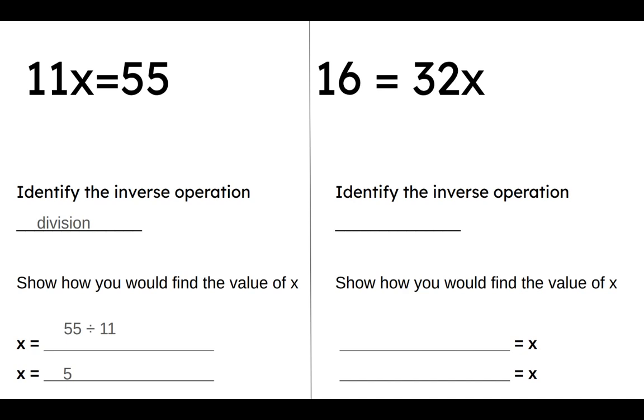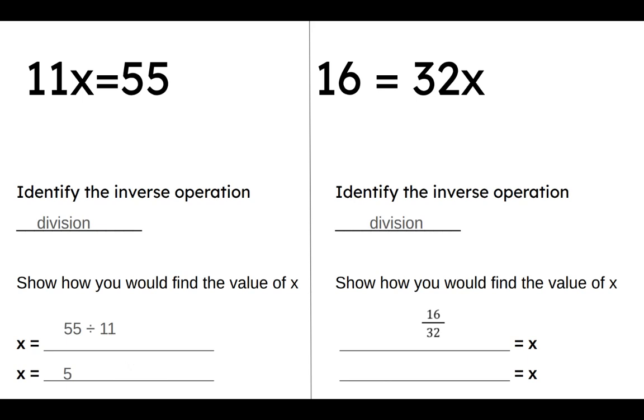If we look at 16 equals 32x, once again, that is my once upon a time. My inverse operation, 32x, means multiplication. So my brain goes, I need to tell the story of division. The story of division is 16 divided by 32 is x. I could write it with the division symbol, or I could write it in fractional form.